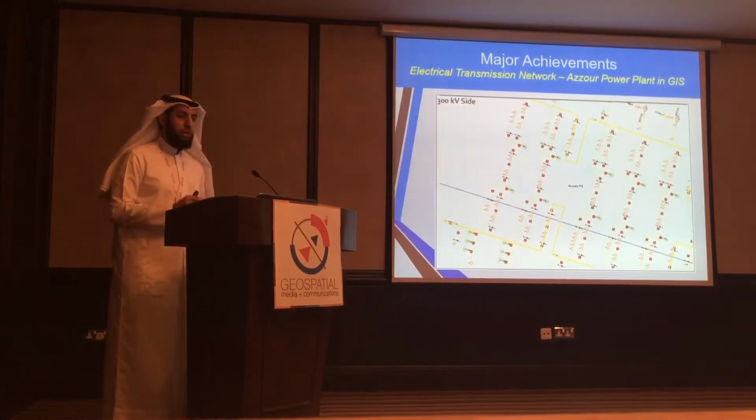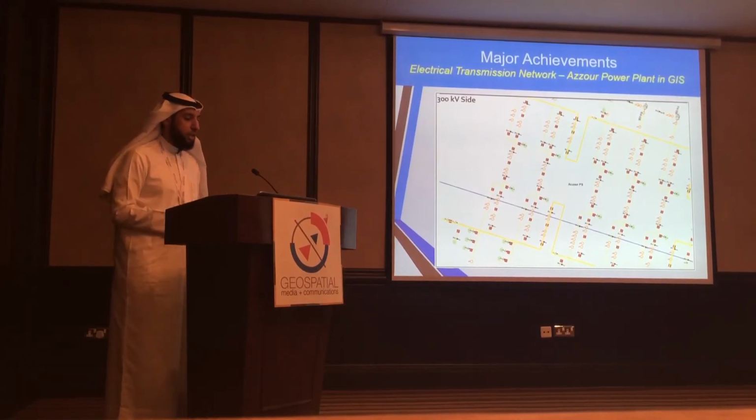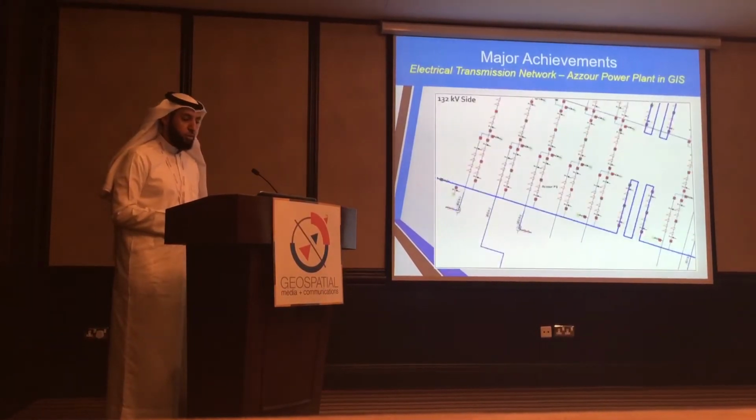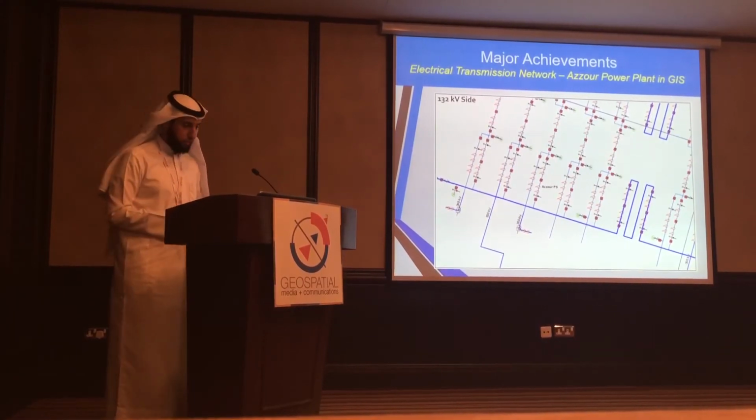Also, we have different levels of voltages and the single line diagram for the whole power station, the 300 kV side. Also, we have the 132 kV side. This will be useful for the SCADA operator.